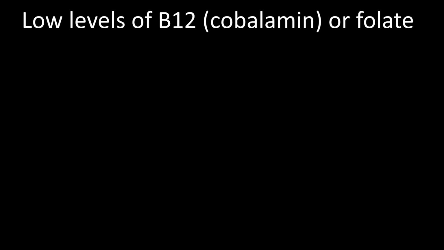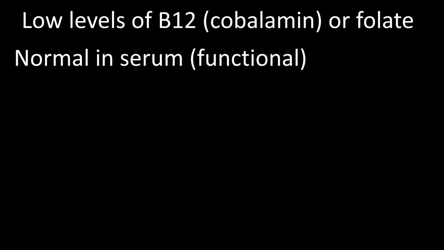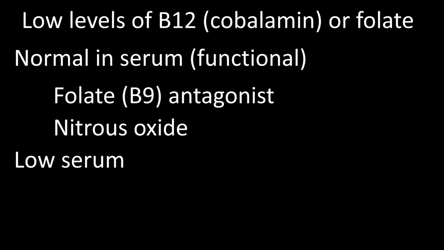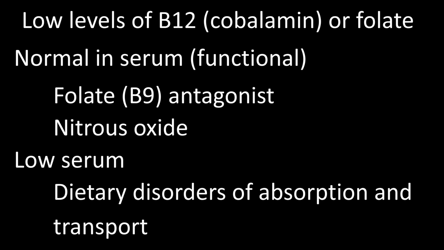Low levels of B12 or folate in tissue can be seen in patients with normal serum levels of this substance. This occurs in patients on folate antagonists. Patients using nitrous oxide are in a similar situation regarding B12. Low tissue and serum levels are found in dietary disorders of absorption and transportation of these vitamins.